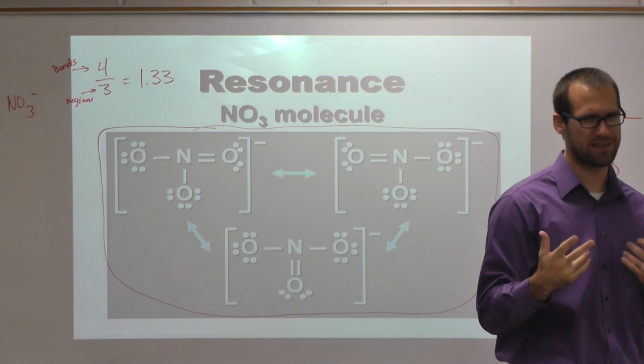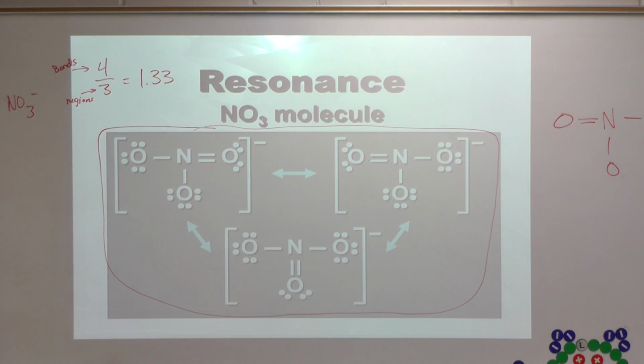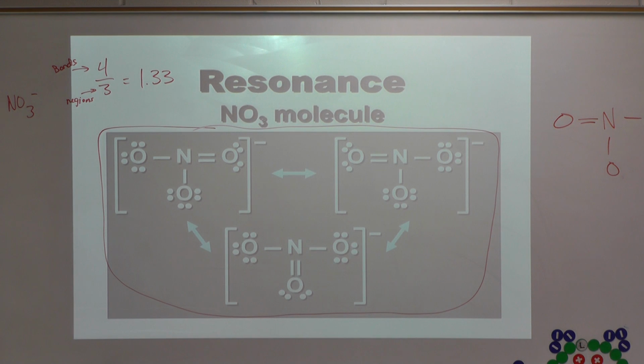Does that make sense? Could you just have us put the number on there, like this? You could, yes. I agree. You could say, well, it's really not a double and a single bond. It's 3 1.33 bonds. Okay? Question on resonance. Any questions?